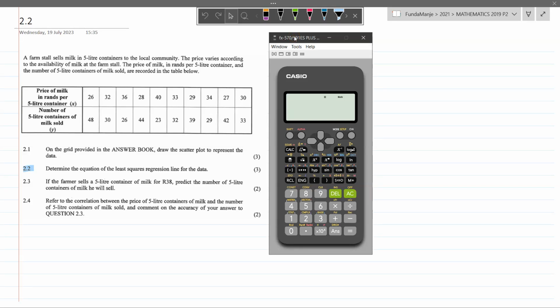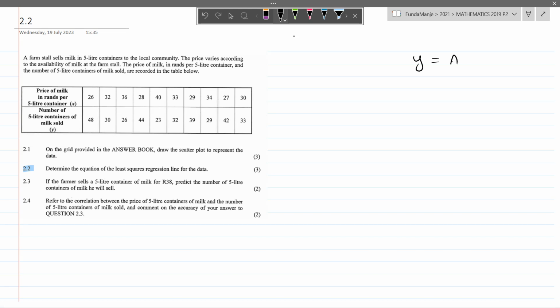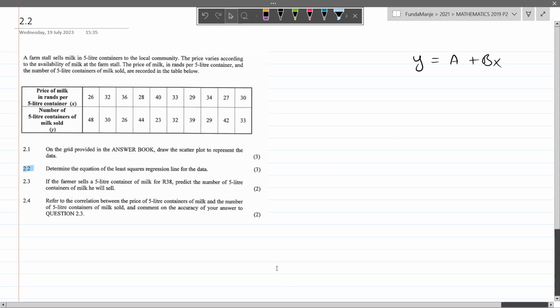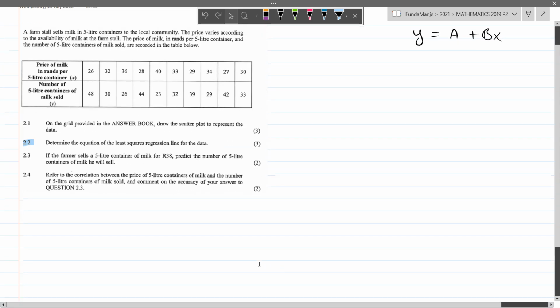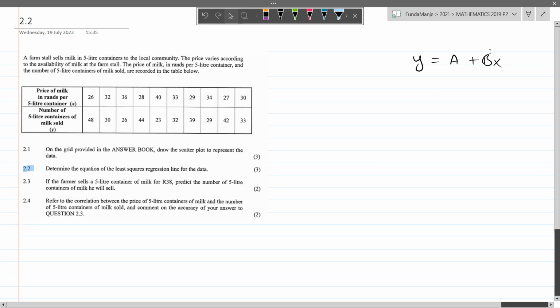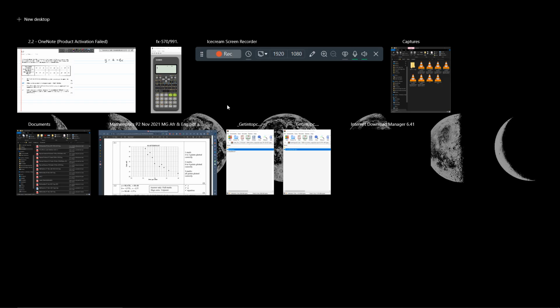So 2.2 says determine the equation of the least squares regression line for the data. Now the least squares regression formula looks like this: y is equal to a plus bx. Then if we want to find our formula, these values of a and b, we first need to input all of these values onto our scientific calculator.